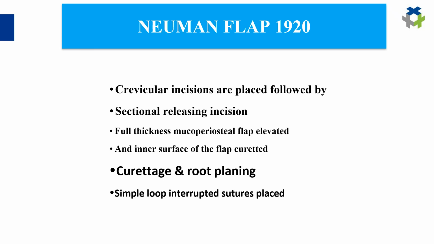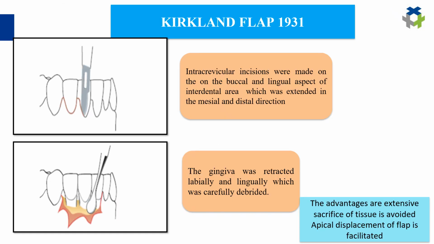So next is the Neumann flap in the year 1920. So here it uses crevicular and sectional releasing incisions to access the root surfaces followed by curettage and suturing. So crevicular incisions are placed followed by sectional releasing incision. So next comes your Kirkland flap in the year 1931. So this involves intracrevicular incisions and careful debridement without extensive tissue sacrifice, allowing easier apical displacement.